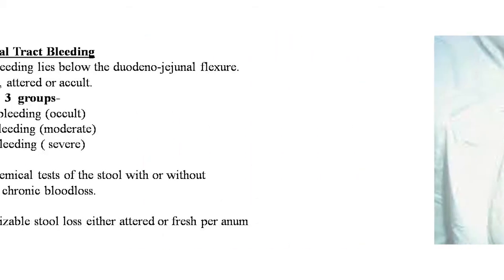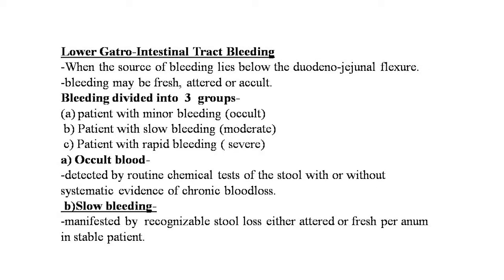Now the next point of this lecture is lower gastrointestinal tract bleeding. When the source of the bleeding lies below the duodenojejunal flexure, it is referred to as lower gastrointestinal tract bleeding. The bleeding may be fresh, altered or occult. Lower GI tract bleeding can be divided into three groups. One is patients with minor bleeding, that is the occult; second is patients with slow bleeding, that is the moderate; and C, patients with rapid bleeding, that is the severe.